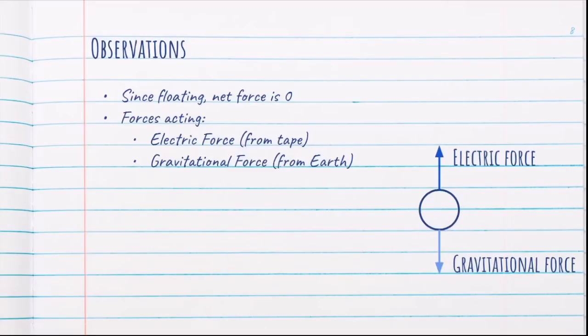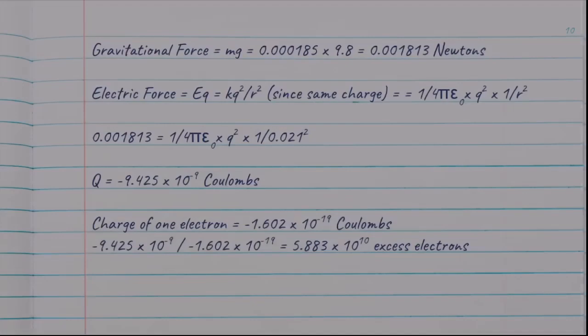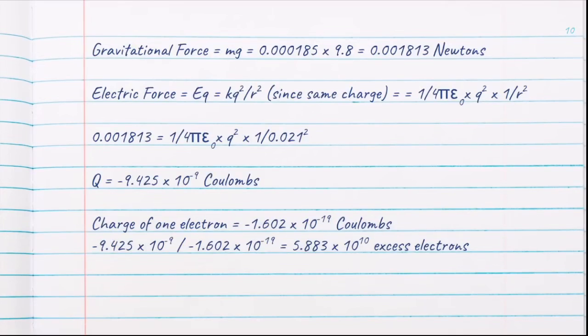Since the tape was floating, you know that the net force is 0, and the electric force from the tape is acting on it, as well as the gravitational force from Earth, and that is labeled in the free body diagram. And now for the calculations. The gravitational force ended up being 0.001813 newtons.